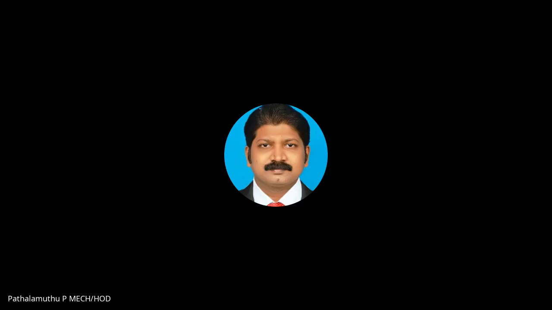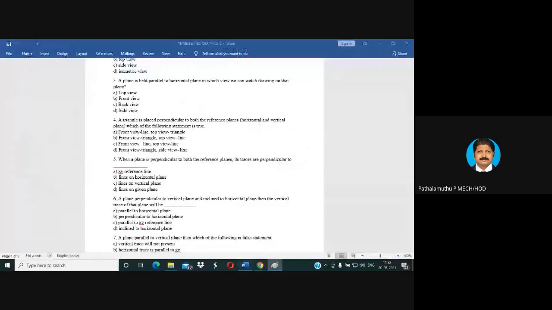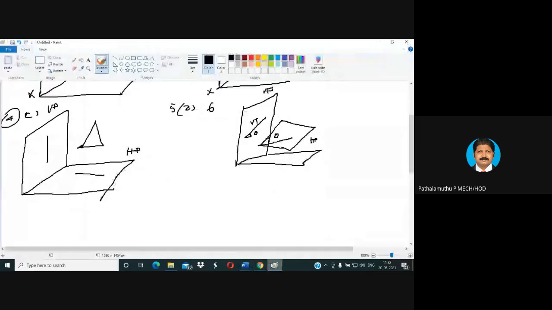Option D, inclined to horizontal plane, is the correct answer. Theta is the inclination with the horizontal. So option D is the correct answer for question number 6.